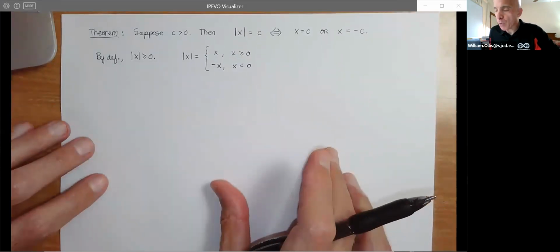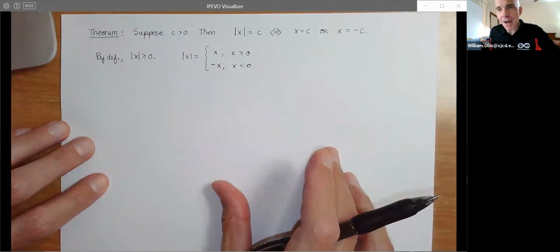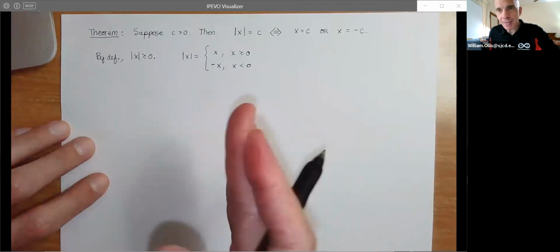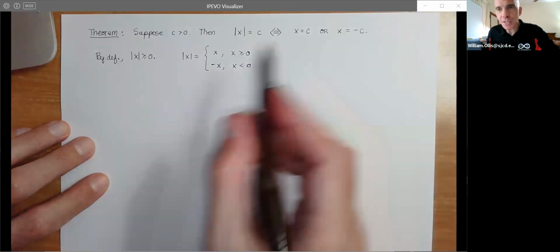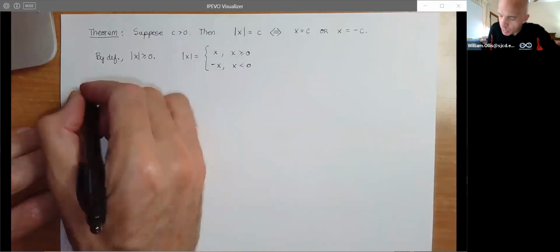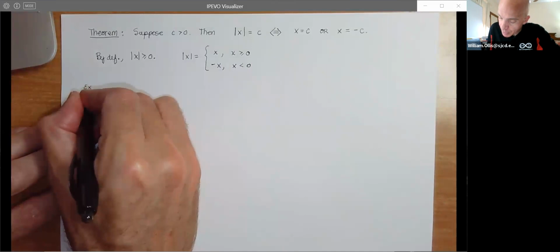It's like the square root property. You don't forget the minus. Plus and minus square root. Here we have a plus and minus, so it's very similar. So here's a simple example of this.